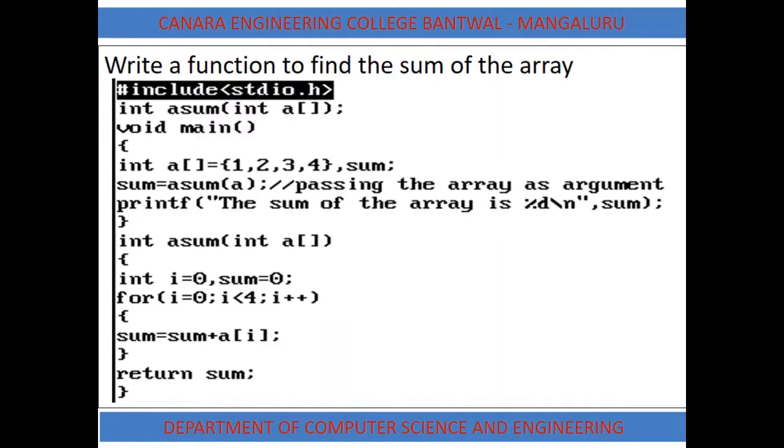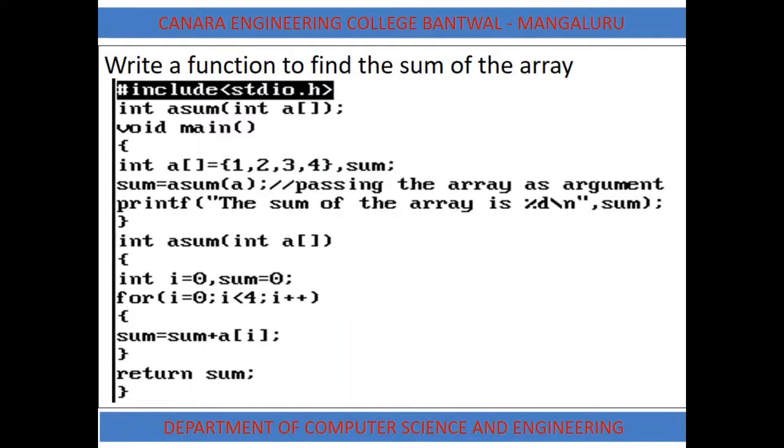Once sum equal to asum of a is executed, the control goes to the asum function: int asum int a of. Whatever array I have passed from the main function will be copied to a in the asum function. Now int a of in the asum function has the array a, which is initialized to 1 2 3 4. Now I have to find the sum here. I will make use of the for loop, because each and every element of the array I will have to add up to find the sum.